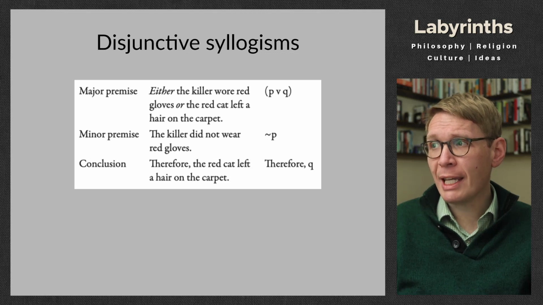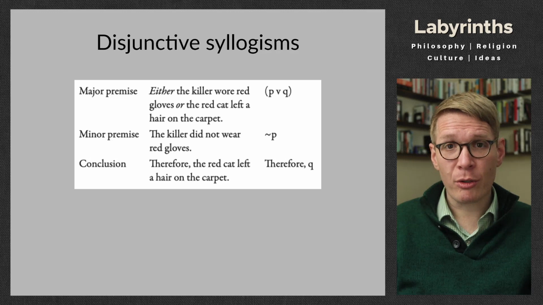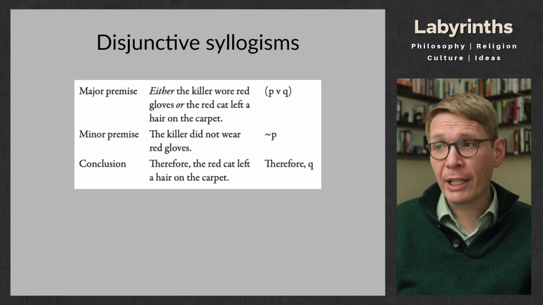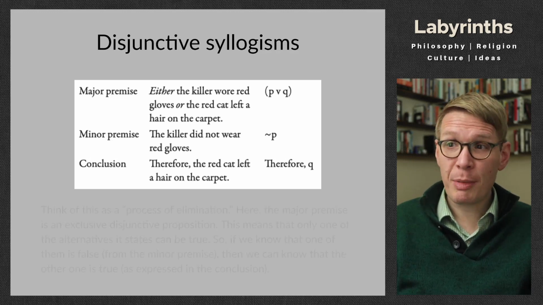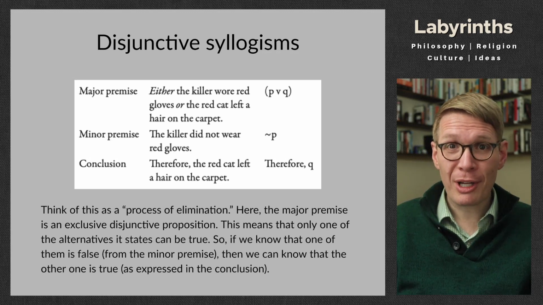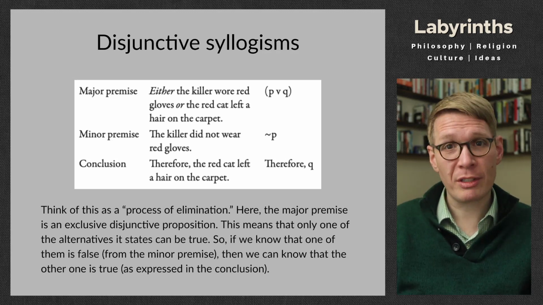Okay, so if I take it as the case that the major premise is true, and either one or the other has to be true, and I know that one of them is false, then this is basically just process of elimination, as we have on the slide here. Think of this as process of elimination.